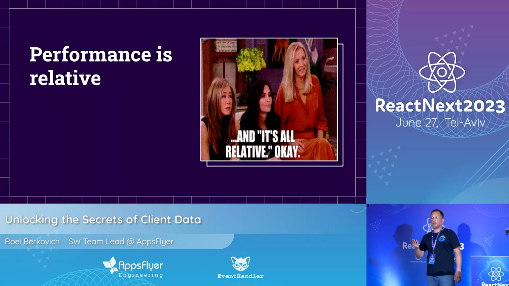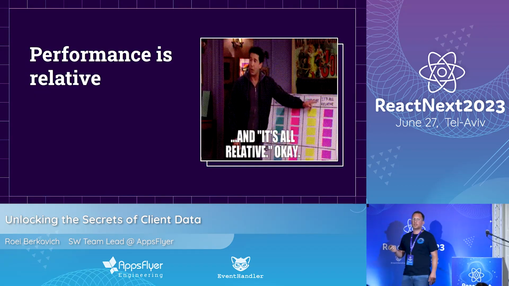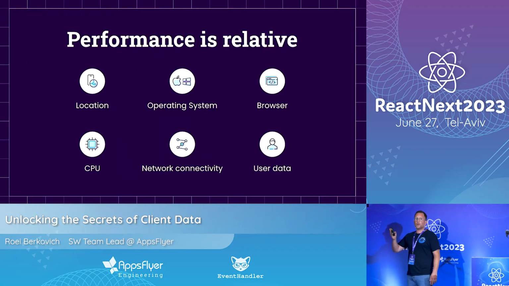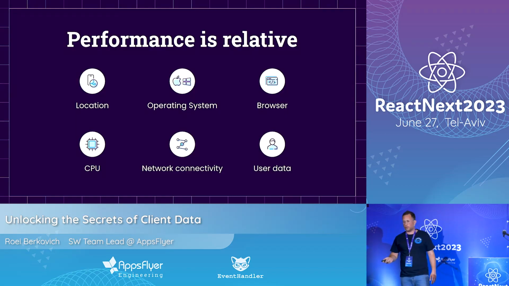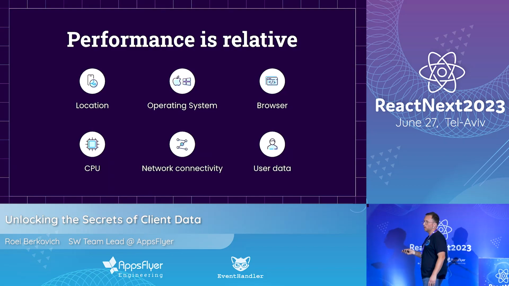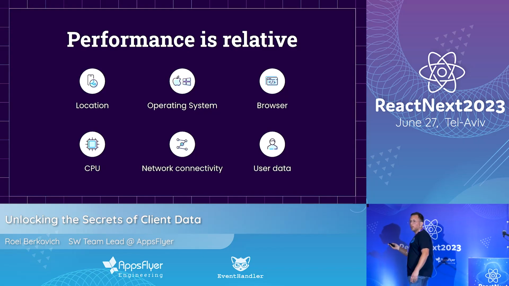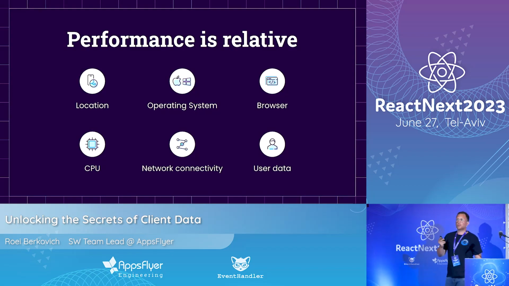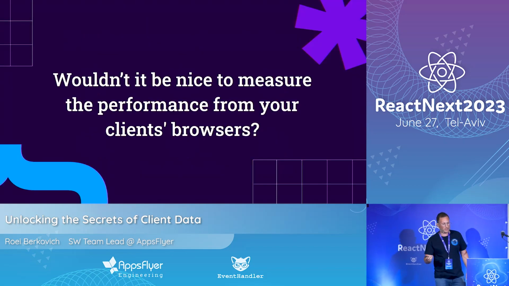The problem with measuring performance and user experience is that it's all relative. Performance is not a fixed thing. And I will explain. Can you tell me where your users are located? Maybe your application has a CDN issue and you are not aware of it. What is their operating system? macOS, Linux, Windows. What browser do they use? Chrome, Safari, Firefox. Maybe you have a CSS issue on Safari and you are not aware of it. We need to know it about our users. What is their CPU, network connectivity, and etc.